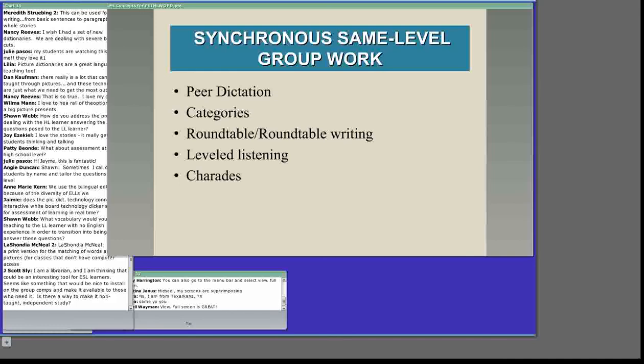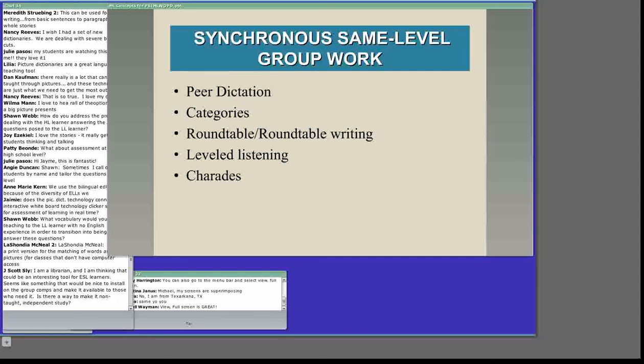With roundtable writing and roundtable labeling, the learners are actually working with the vocabulary, and I'll show you an example of that, at their own level. So learners that are at a higher level would be writing sentences. Learners that are at a lower level would be writing at the word or phrase level.